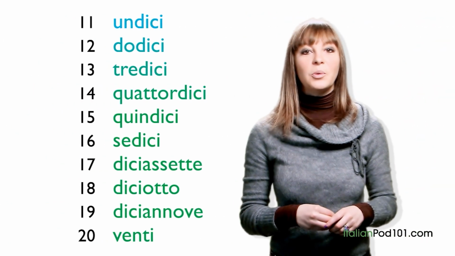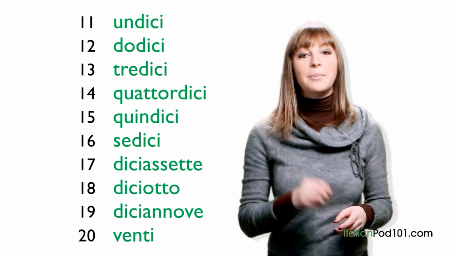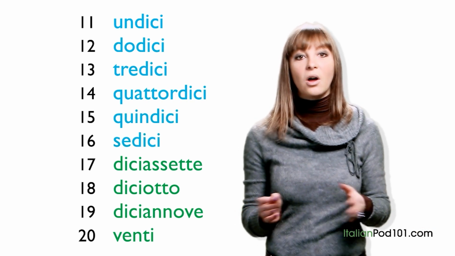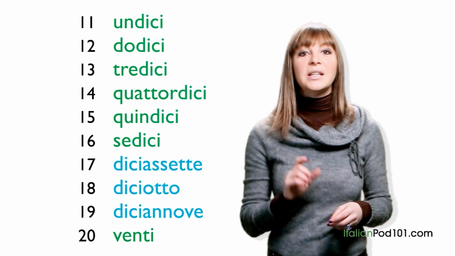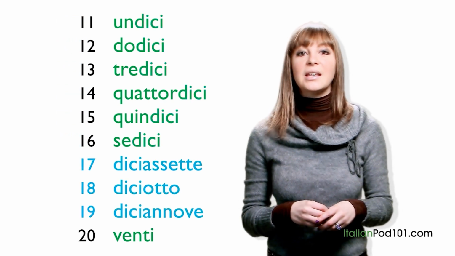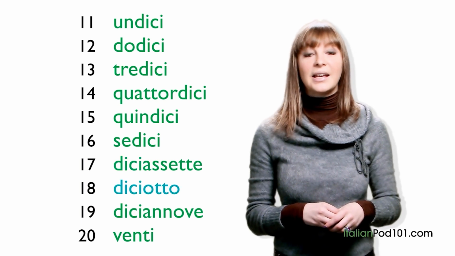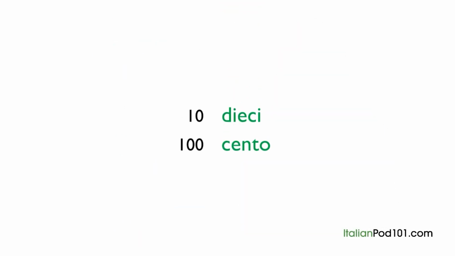The numbers from 11 to 20 may seem harder to remember, but please keep in mind that from 11 to 16, the numbers always end in dici, which stands for 10, but from 17, they switch into dicia, and the order is reversed, like 18 and 19. Counting from 10 to 100 is super easy.